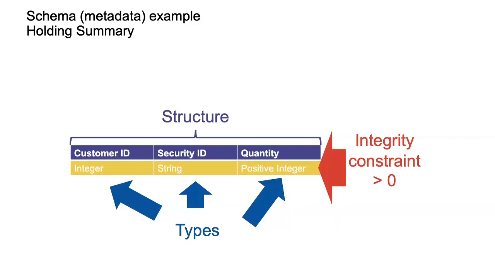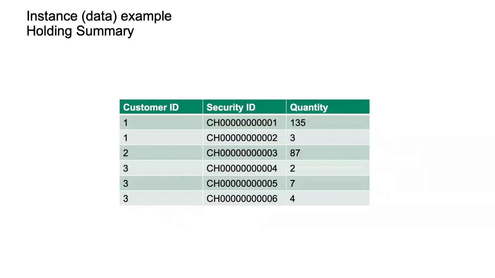That's a schema, and that's what a data definition language does. In 2 weeks, I'll show you how you can do that in SQL. In SQL, you can say what columns you want, what types you want. So that's the schema. That's the table that comes after that schema. So you see customer ID is an integer, security ID is a string, quantity is a strictly positive integer. So that's the actual table. Okay.